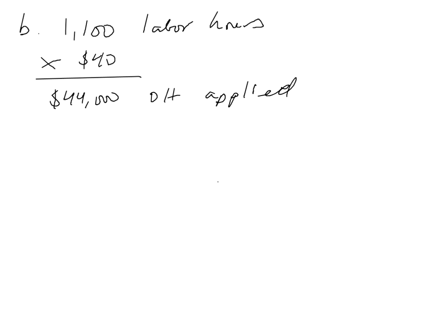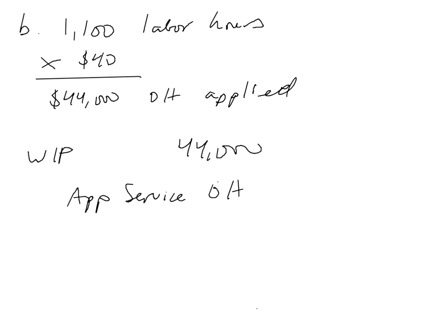Okay, so when you do the journal entry there, you're going to debit work in process for $44,000, and then you're going to credit applied service overhead for $44,000. All right, so that's your journal entry for B.